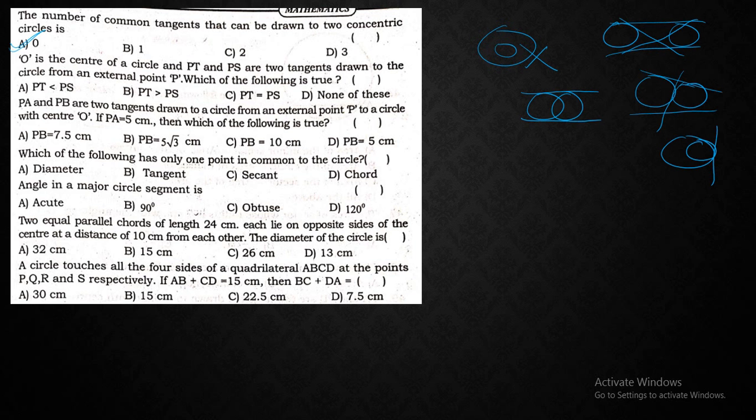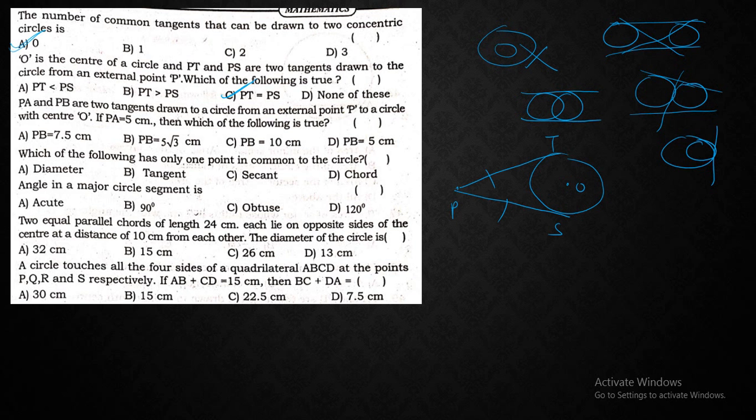If O is the center of the circle, one circle is given with center O and PT, PS are two tangents. So PT and PS are two tangents drawn to the circle from an external point. Which of the following is true? So simply, what do we know? PT is equal to PS, right? Since the tangents drawn from an external point are equal, we can use this concept.